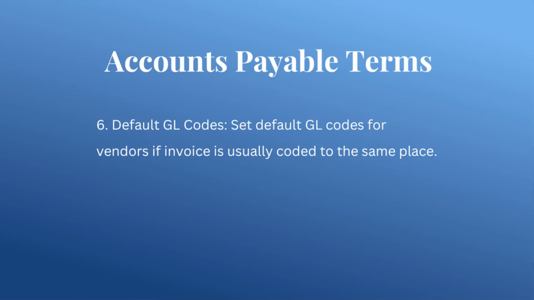Number 6, default GL code. Most accounting systems allow you to set a default GL code for the vendor. That means every time you create an invoice for that specific vendor, the invoice is automatically coded to a specific account in your chart of accounts. Anytime you have vendors that are always coded to the same place, like electricity, default GL codes will save you a lot of time and increase your accuracy.